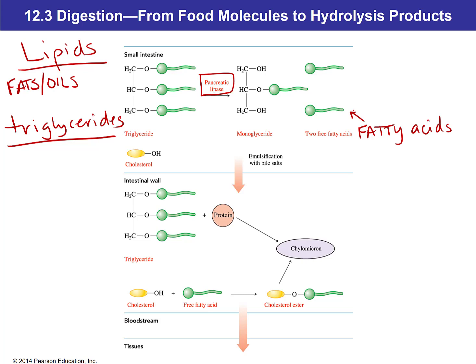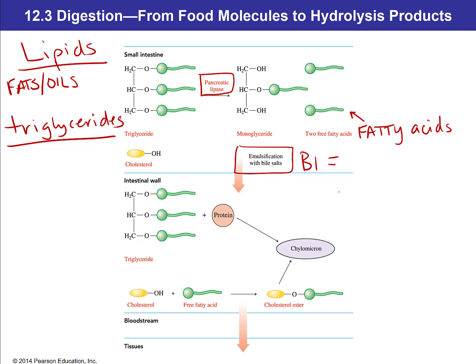What happens when you put fats and oils in water? They don't mix. They separate. So fats and oils wouldn't mix. If they got absorbed into the bloodstream, they would end up forming little oily pockets in the bloodstream. So this is where you have bile.